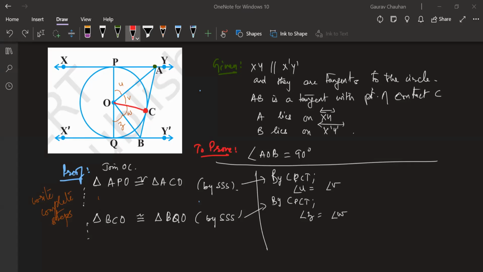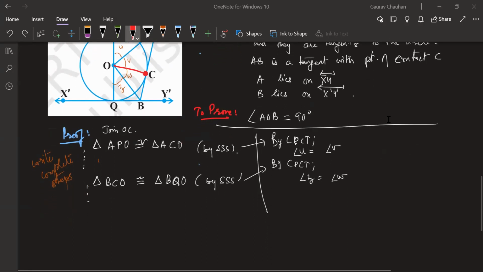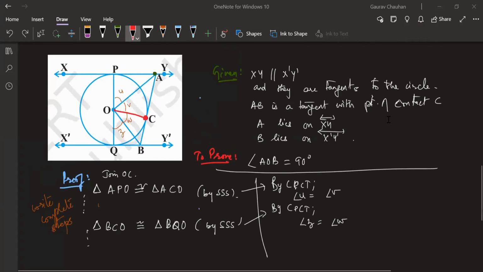Sir, XY and X dash Y dash are parallel, sir. So the perpendicular drawn will be like the diameter, no, sir. So PQ is a straight line, no, sir. So 180 degree. Perfect. Perfect.